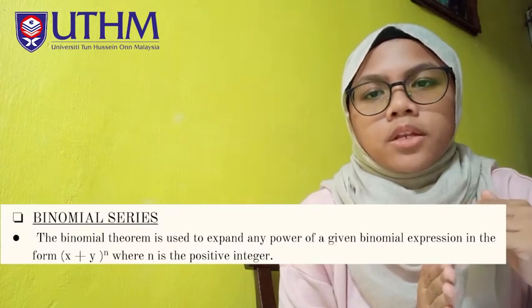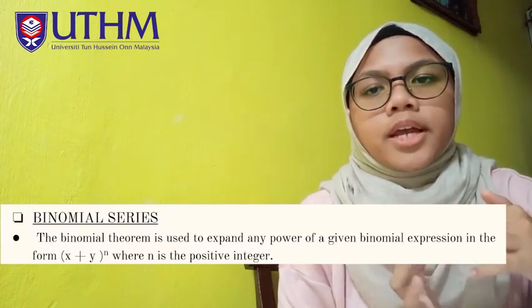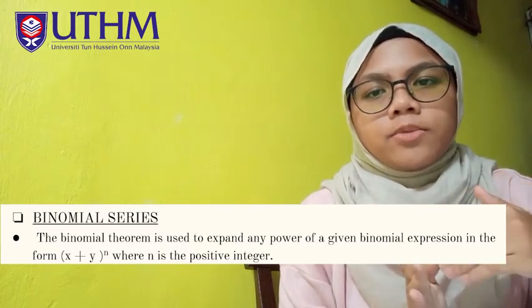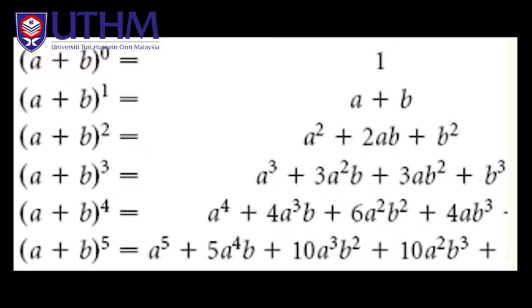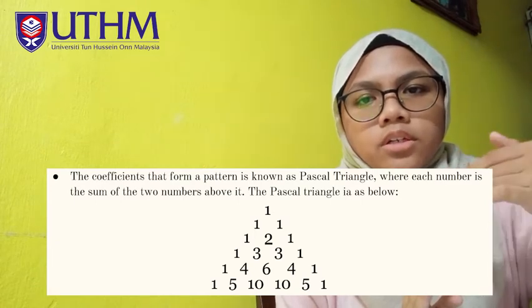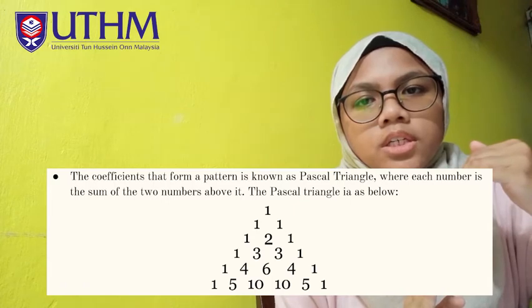A binomial series is usually used to expand the power of a given binomial expression where n is a positive integer, like the diagram shown in the slide. In this series, the coefficients form a pattern, usually called Pascal's triangle. Each number inside this triangle is the sum of the numbers above it.